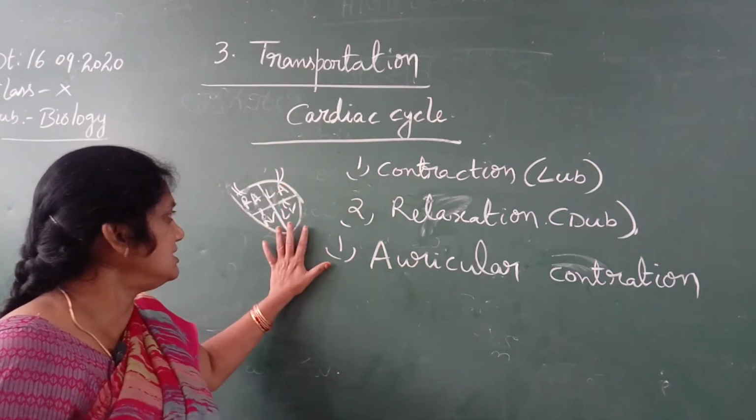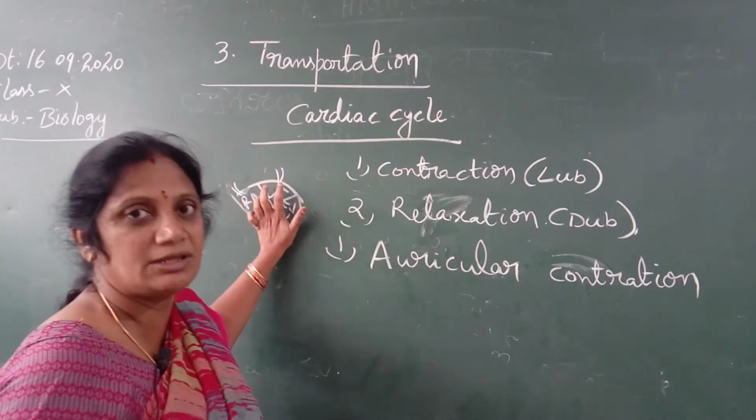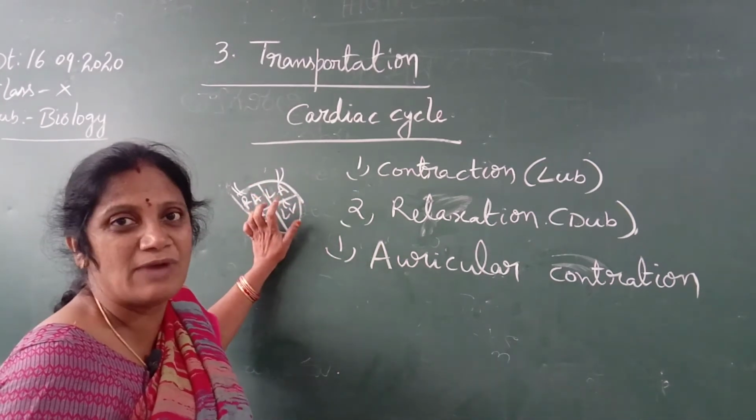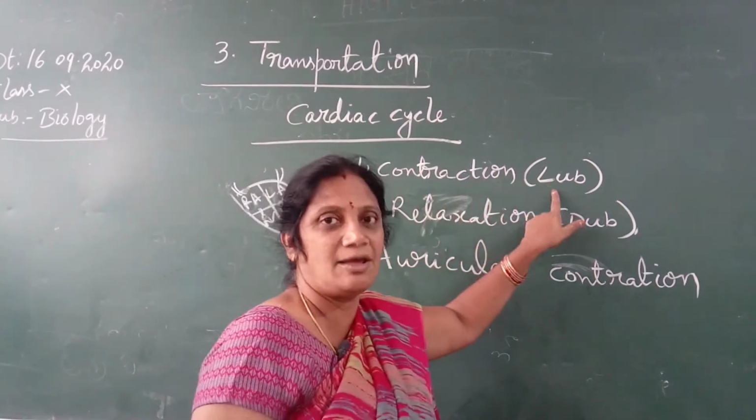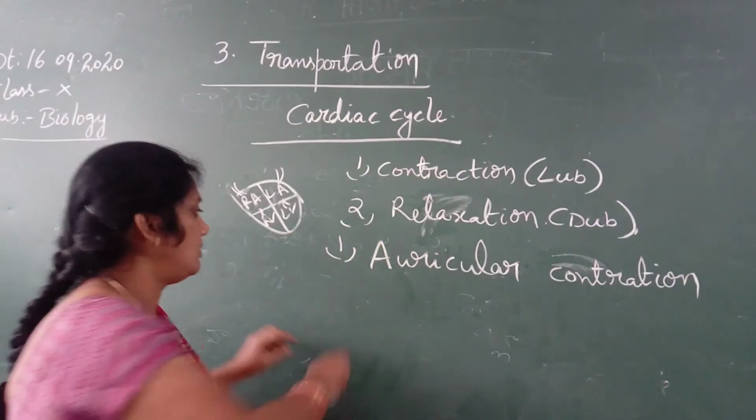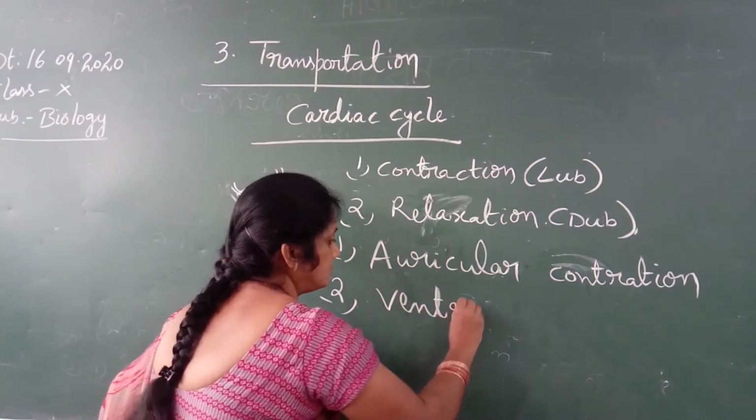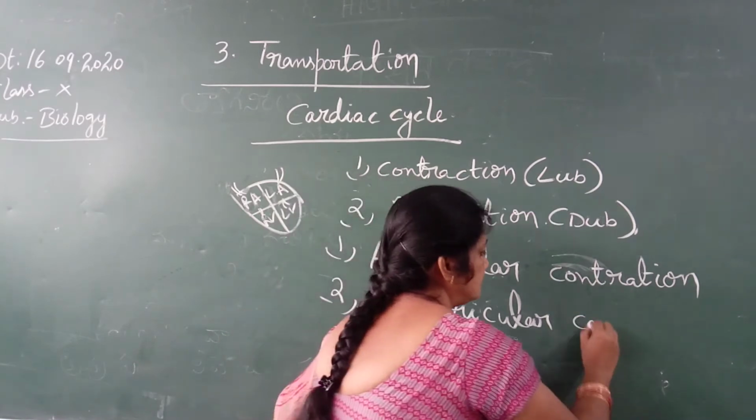When the ventricles start contraction, the blood wants to go back to the auricles. So this blood hits the valves with a sound. That sound is called lub. The second one is called ventricular contraction.